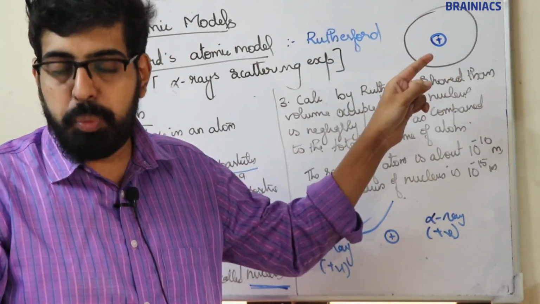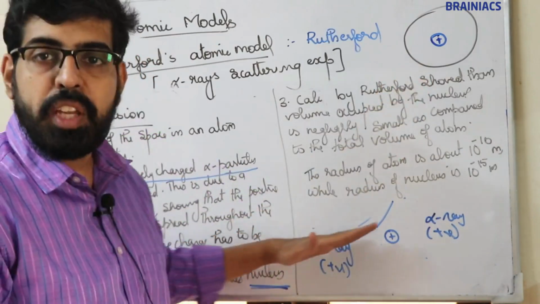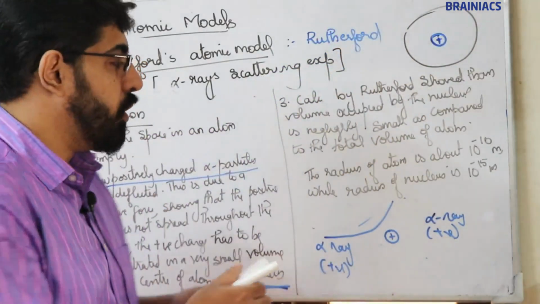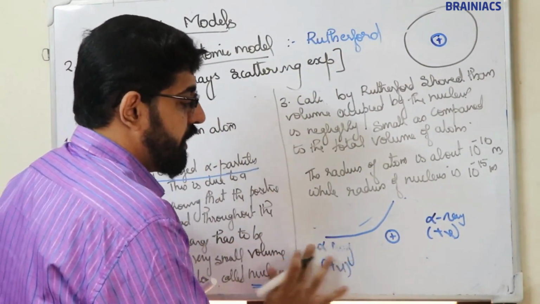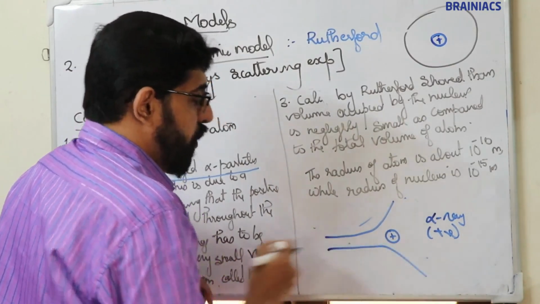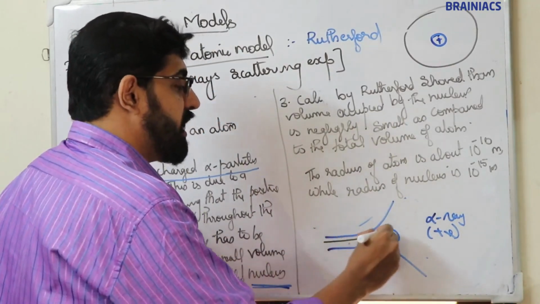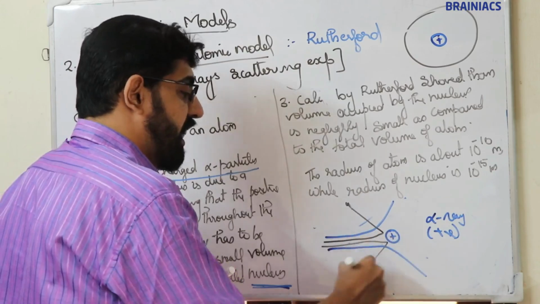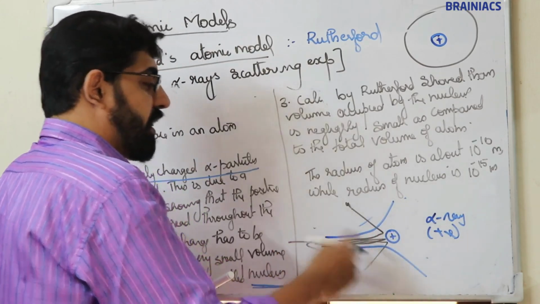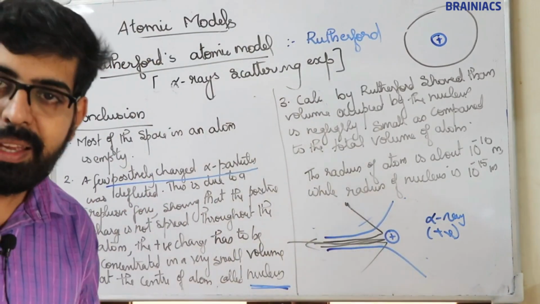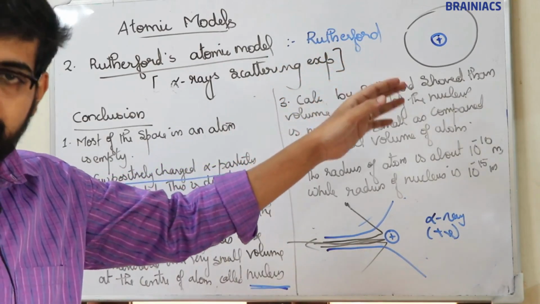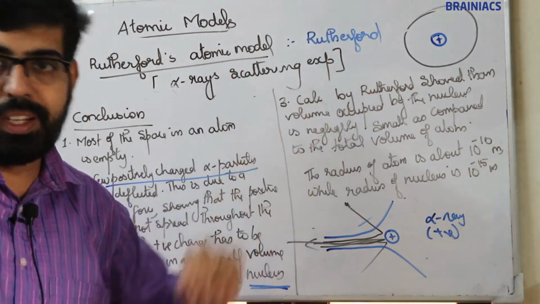So there is a small positive charge at the center of the atom. When an alpha particle comes near this positive center, it is deflected. They deflect to a small angle; when they come a little bit closer, they deflect to a large angle, and if they come directly at the nucleus, they retrace the path. I think it's clear. So there is a small positive charge at the center of the atom, known as the nucleus.